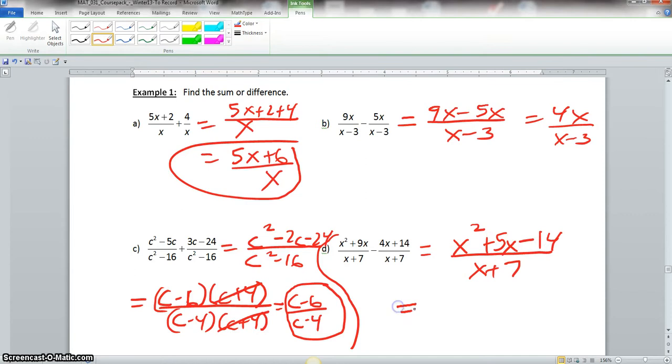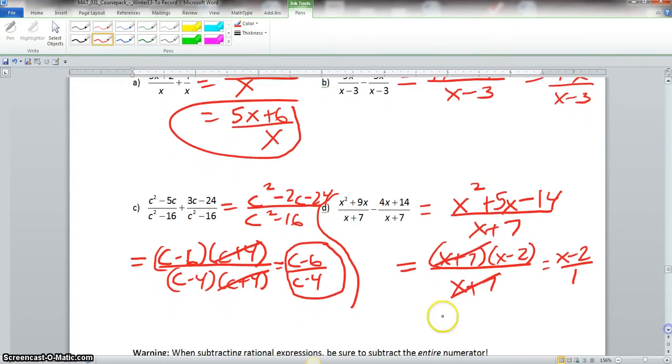Now, we can factor our numerator. This factors out to x plus 7 and x minus 2. In our denominator, we have x plus 7. These x plus 7s simplify out, and you have x minus 2 over 1, which we know when we divide that out would just give us x minus 2.